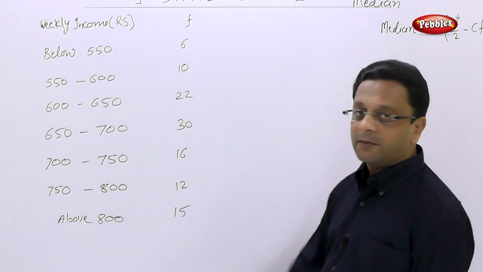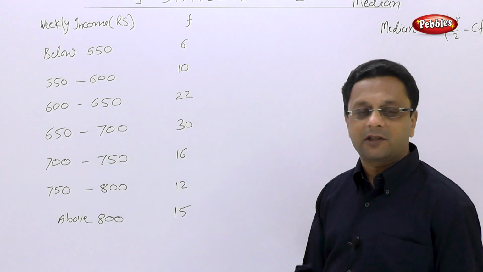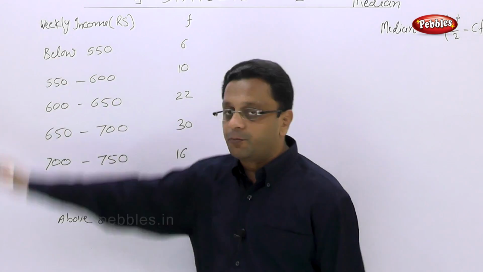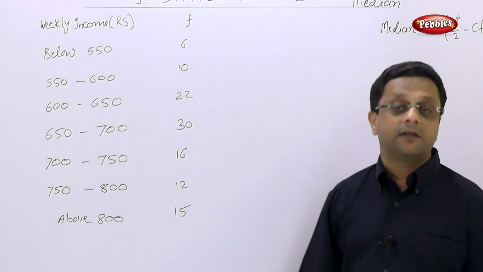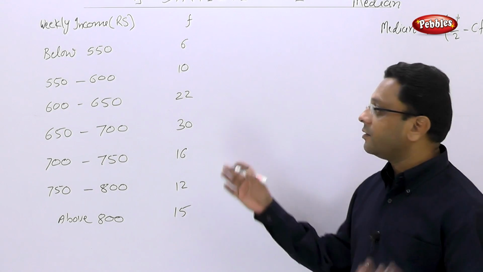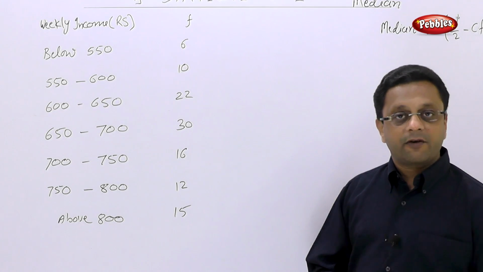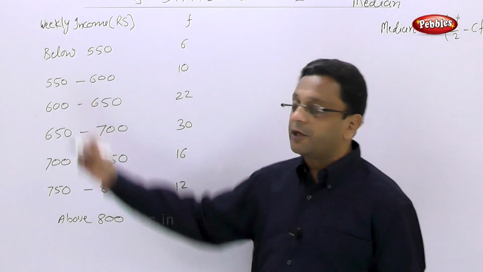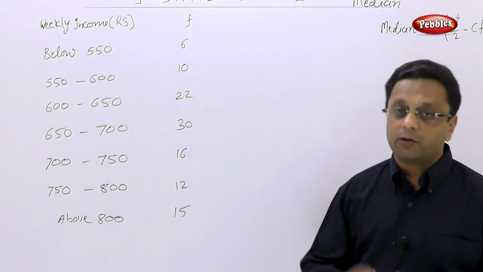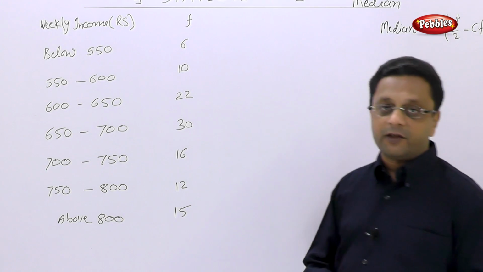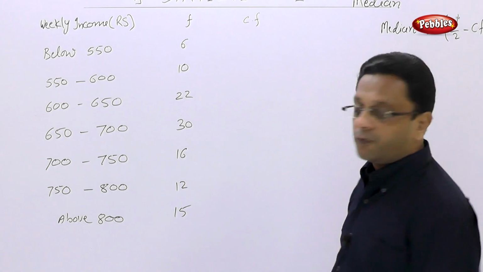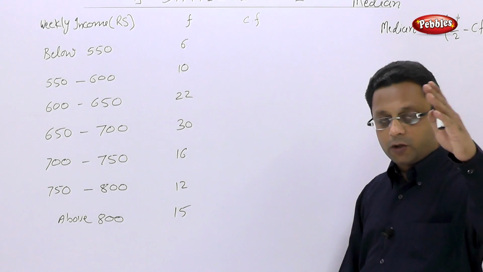I just took this example. Example is very simple, just like before. I just took this example to show you that even if it is given as below 550, something like that, still you can find out the median. Nothing great in this example. So what is our first step? Since this is continuous, we don't have to worry about it. We don't have to modify the class. So now what to do? Cumulative frequency less than type. So just find out the cumulative frequency less than type. Pause your video now.